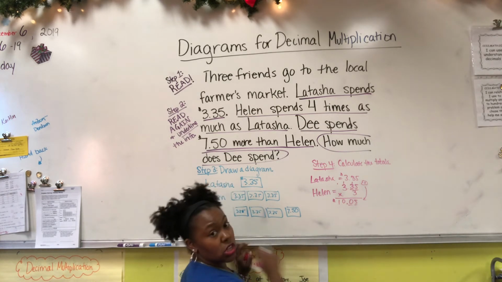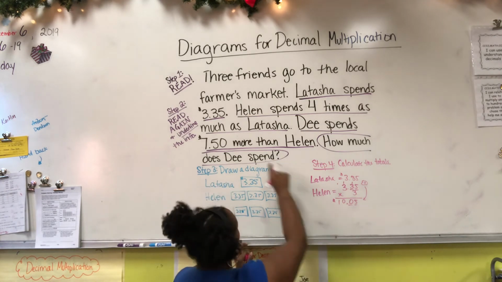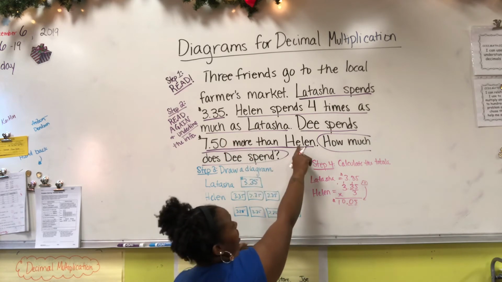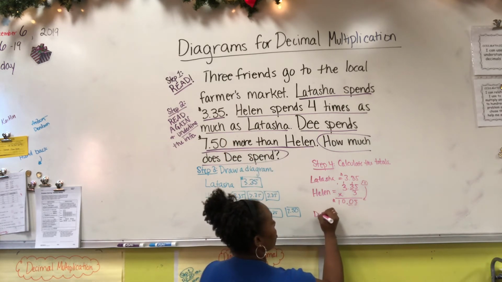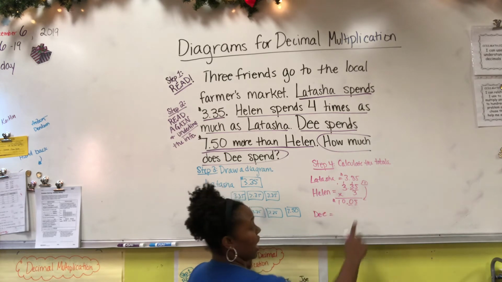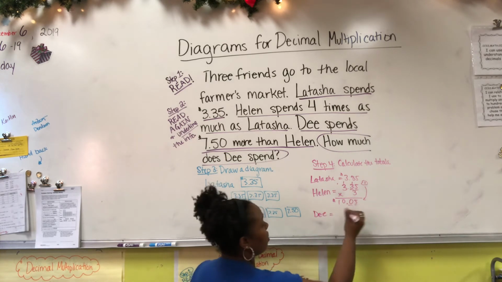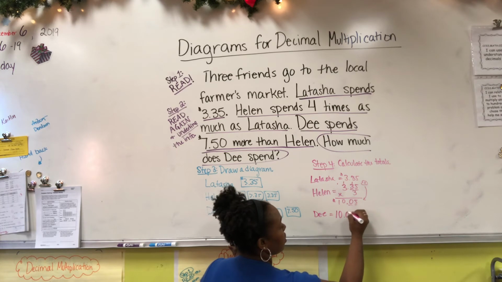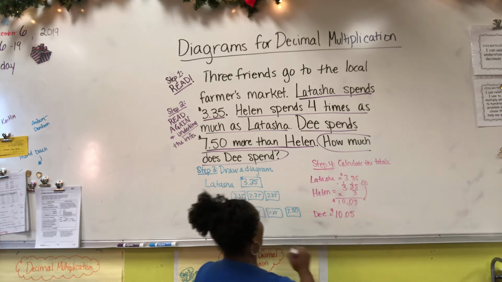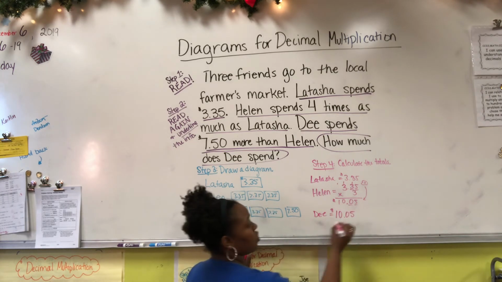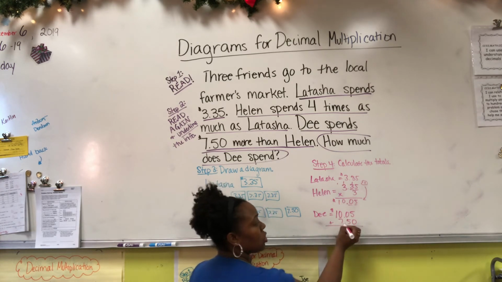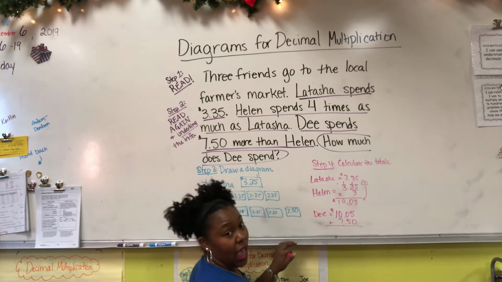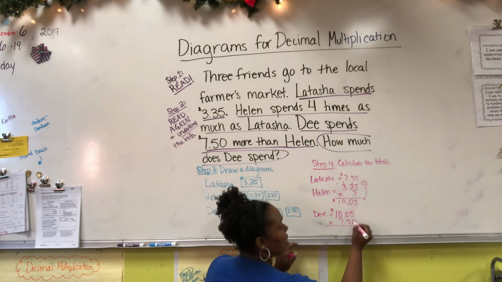So, now I want to talk about Dee. Dee spent $7.50 more than Helen. So, I'm going to take this number that Helen had, $10.05, and I'm going to add that little bit of extra, $7.50. Make sure that when you're adding those decimals, your decimals line up, okay? Only when you're adding and subtracting. All right, and then I just add down.